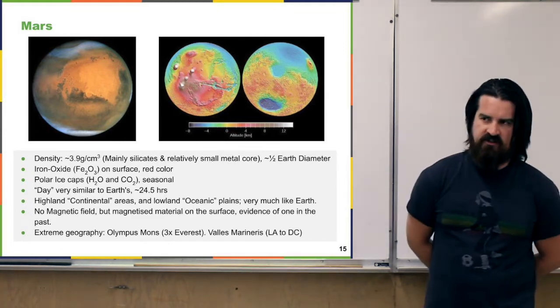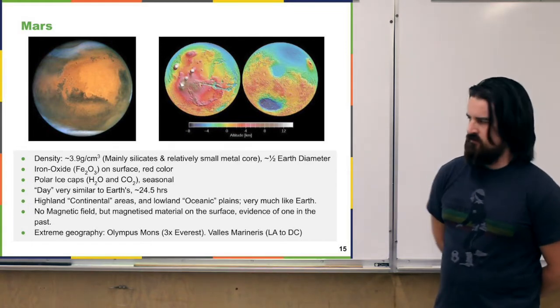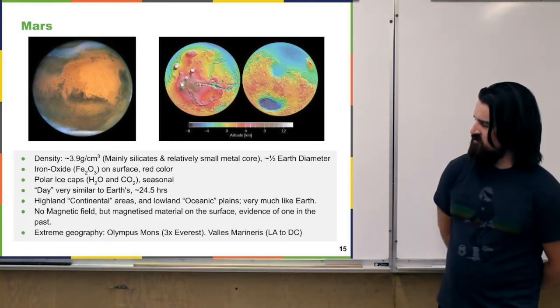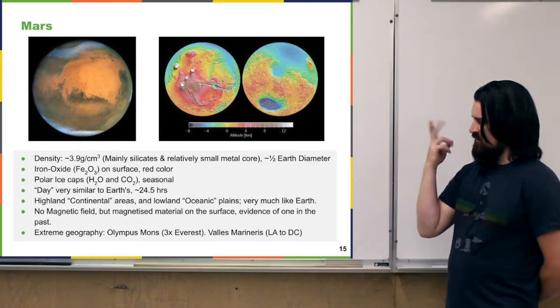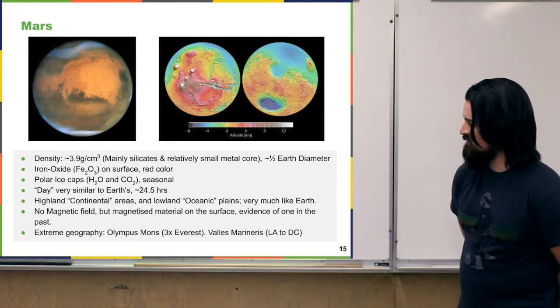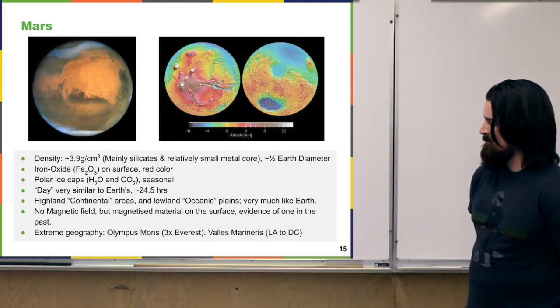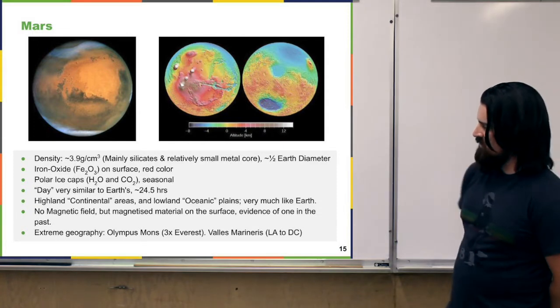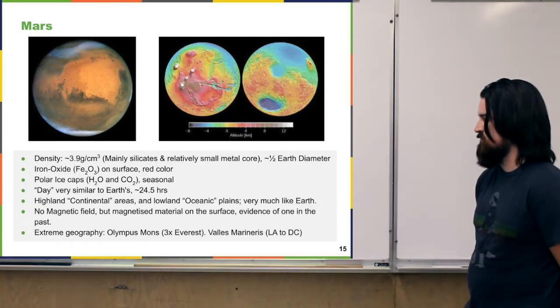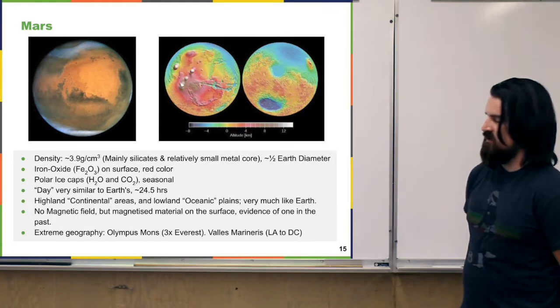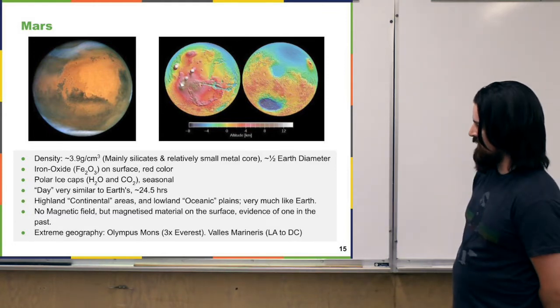Frozen carbon dioxide, by the way, is what we call dry ice. The day on Mars, meaning how long it takes to rotate around on its axis, is very close to Earth's, about 24 hours. There isn't a magnetic field currently, but from evidence we found in magnetized materials on the surface, it seems like it did have a magnetic field at some point in the past.